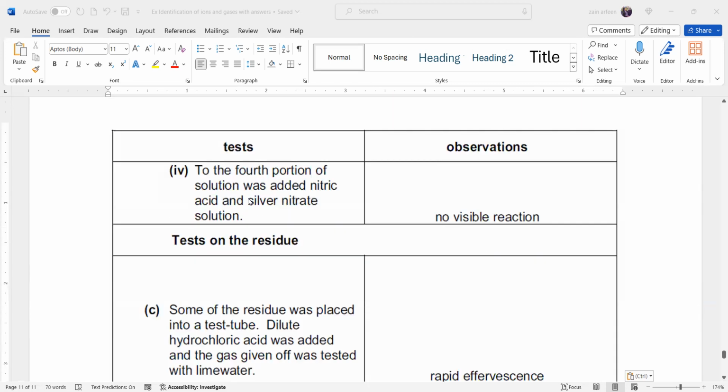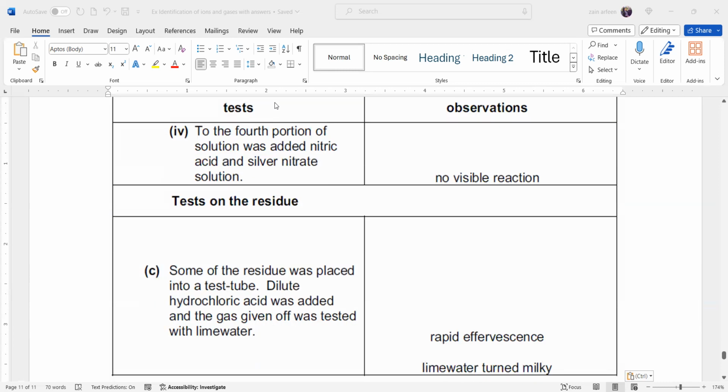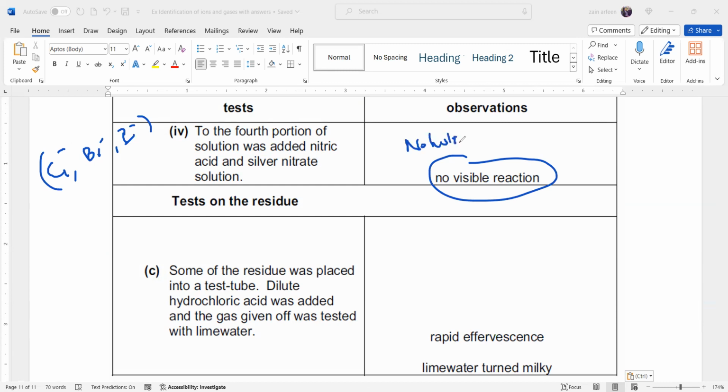To the fourth portion, we add nitric acid and silver nitrate. This is a test for halide. Like this is a common test for chloride ion, bromide ion, or iodide. We can test all these ions this way. So no visible change or no reaction is there. So what does it give an idea of? It means no halide is present. No halogen ion or no halide is there.